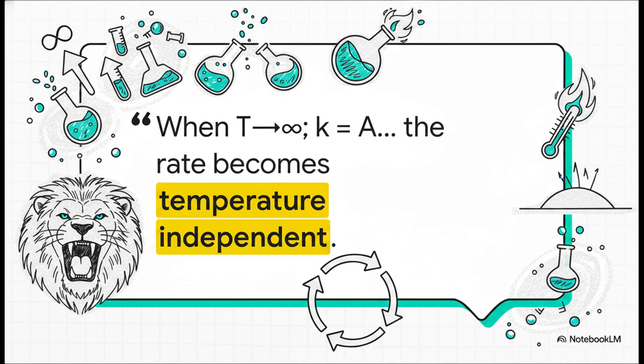What happens to the Arrhenius equation if you push the temperature to literally infinity? Well, mathematically speaking, the exponent approaches 0, which means that entire exponential term just becomes 1. So at infinite temperature, the activation energy stops mattering completely, and the rate constant k simply equals the pre-exponential frequency factor, A. At that point, the reaction rate is completely temperature independent.